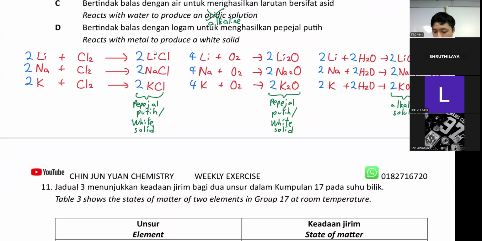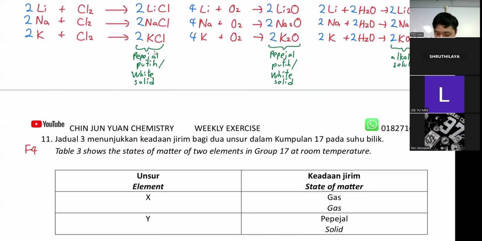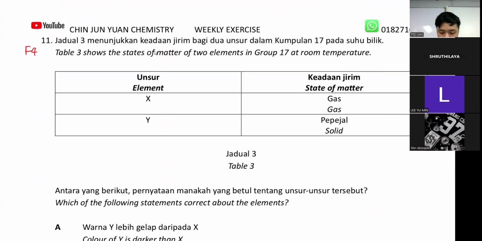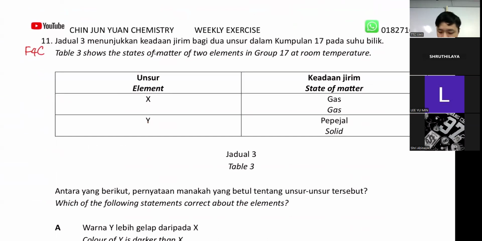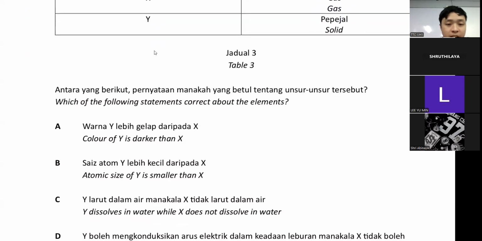Page 8. I mean, question 11. Form 4, chapter 4. Table 3 shows the state of matter of two elements in group 17 at room temperature. So X is gas, Y is solid. Which of the following statements is correct about the elements? Okay. So A, color of Y is darker than X.